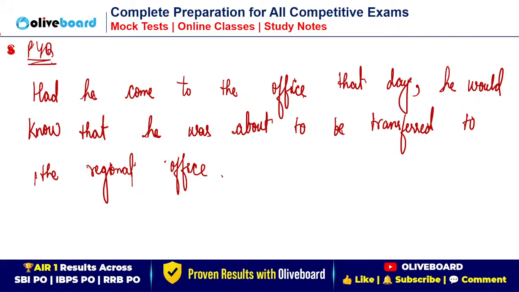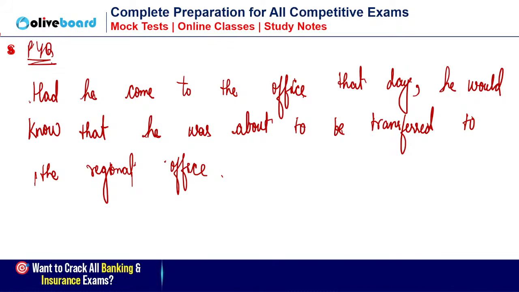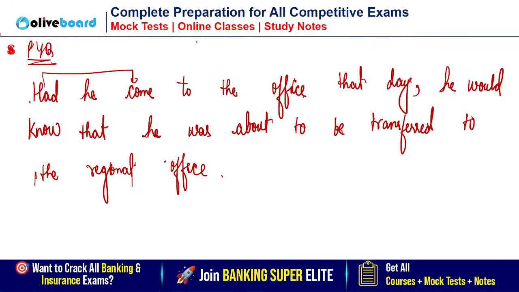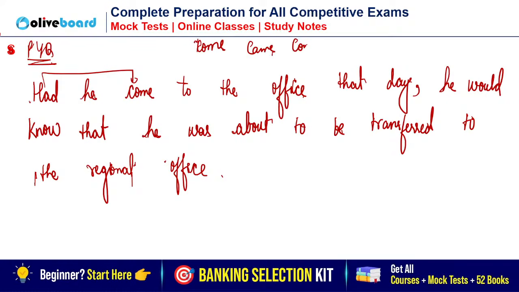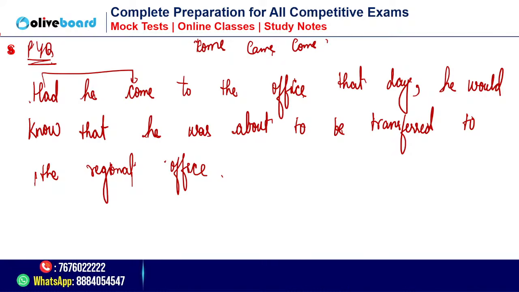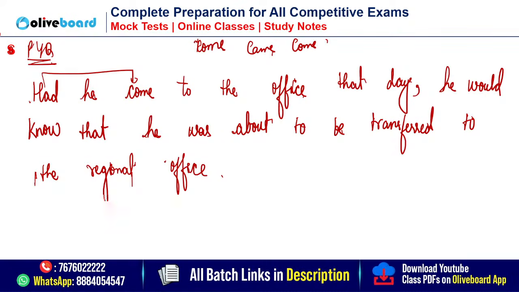I'm telling you, had is followed by V3 form. What is the V3 form of come? Is it came that you people are finding as the error? Had he came to the office? Don't you know come, came, come? Very good, Dev Tanu. How is it correct, guys? Did he came? What are you people doing?